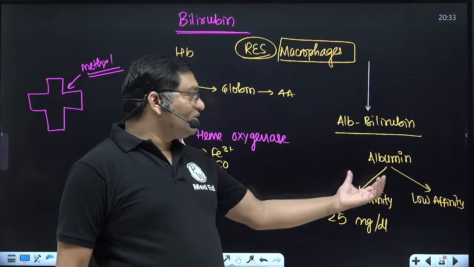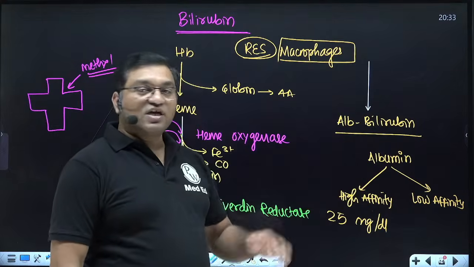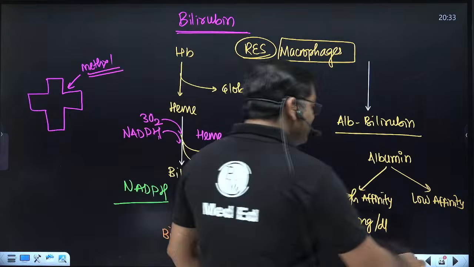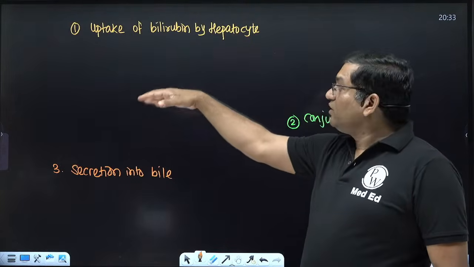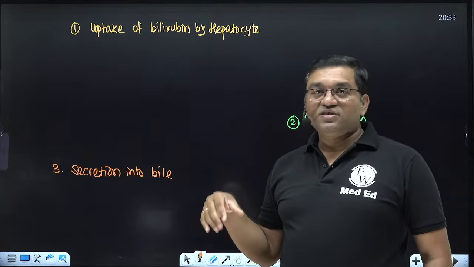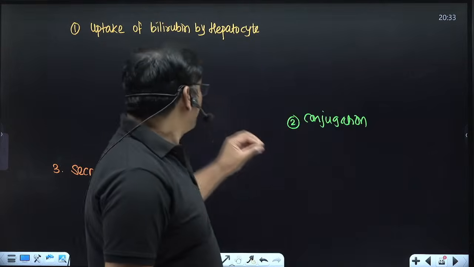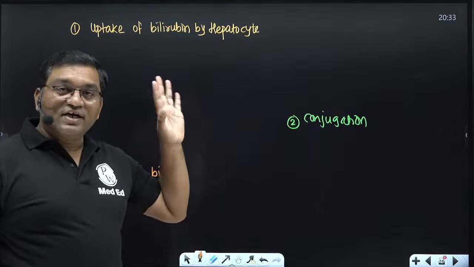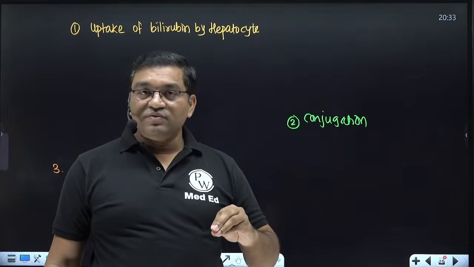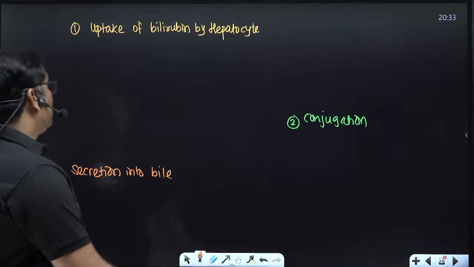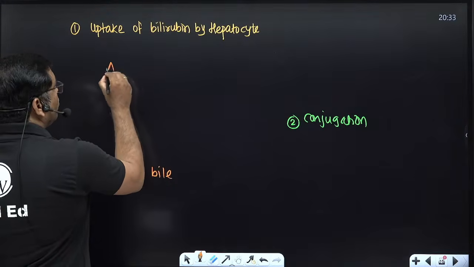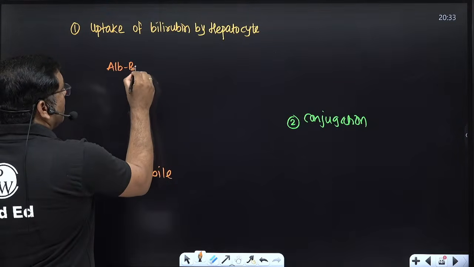To this albumin site, bilirubin will attach and it is transported in the blood. It reaches the liver, where three processes are important. First, uptake of bilirubin by the hepatocyte. This is by facilitated diffusion, and this is not a rate limiting step in bilirubin metabolism, and it has very high capacity.